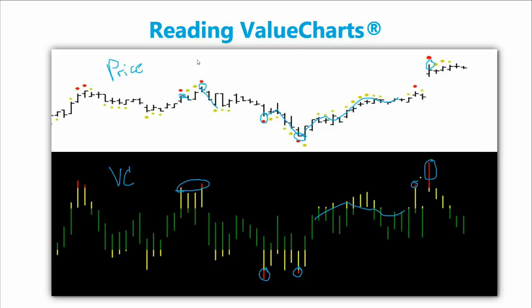Now, once again, I want to make sure I really hammer this home. Just because you see significantly over or undervalued does not mean the market has to reverse. Okay, we expect to see overvalued prices in an uptrending market. That's a good thing. It tells us that it has strength behind the move. We expect to see undervalued prices in a downtrending market. That's a good thing.